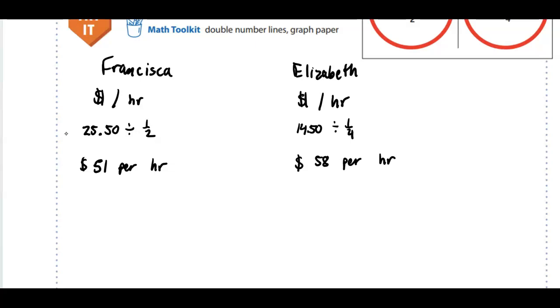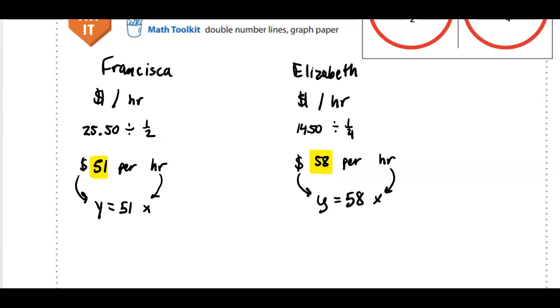Francesca's money raised is equal to her rate, which is 51 per hour, right? So 51 per x, right? Again, money was y, hours were x. And then Elizabeth's equation is, again, the money raised, y, is equal to her rate, which is 58 per hour, x. Again, y was money, hours was x.